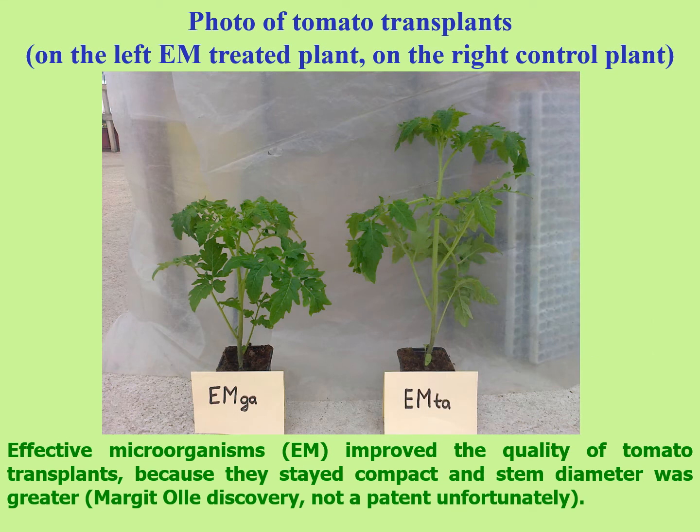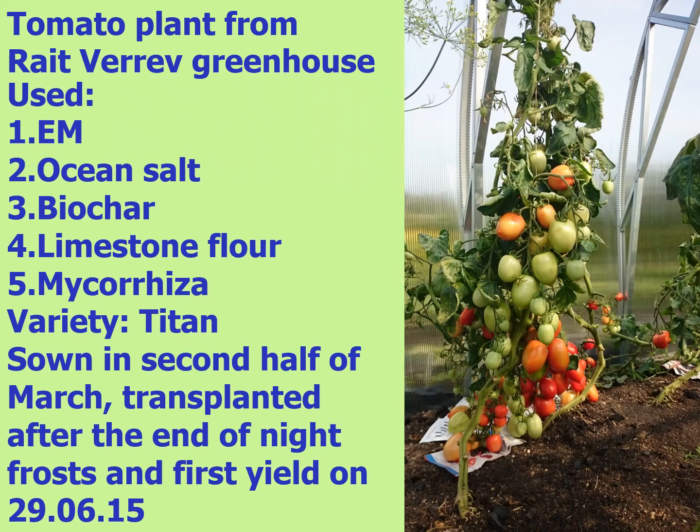Photo of tomato transplants. On the left hand side EM treated plant, on the right hand side control plant. And you can see that on the left hand side you have a very fine transplant and it is shorter and with larger stem diameter, and it means that plant nutrients move quicker to the top of the plant and the plant can get through larger stem diameter more nutrients at the same time.